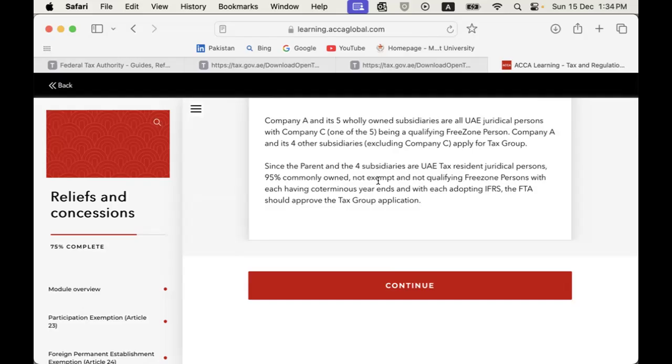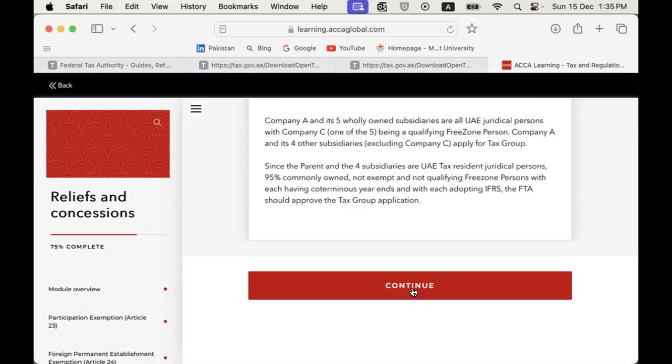Okay. Since the parent and 4 subsidiaries are UAE tax resident juridical persons, 95% commonly owned, not exempt and not qualifying free zone persons, with each having continuous year ends, with each adopting IFRS, FTA should approve the tax group application. But naturally, a qualifying free zone person will not be included in there. An exempt person also cannot form part of it. It raises some questions here, by the way.